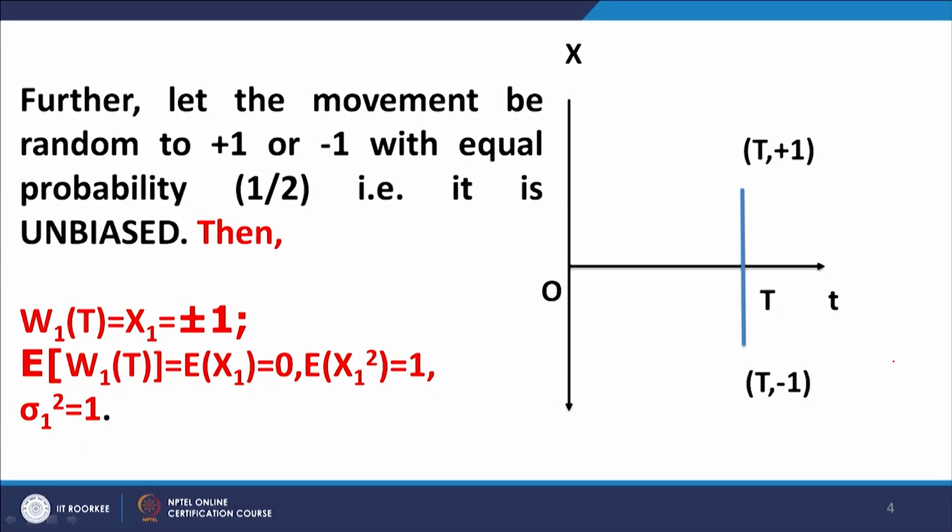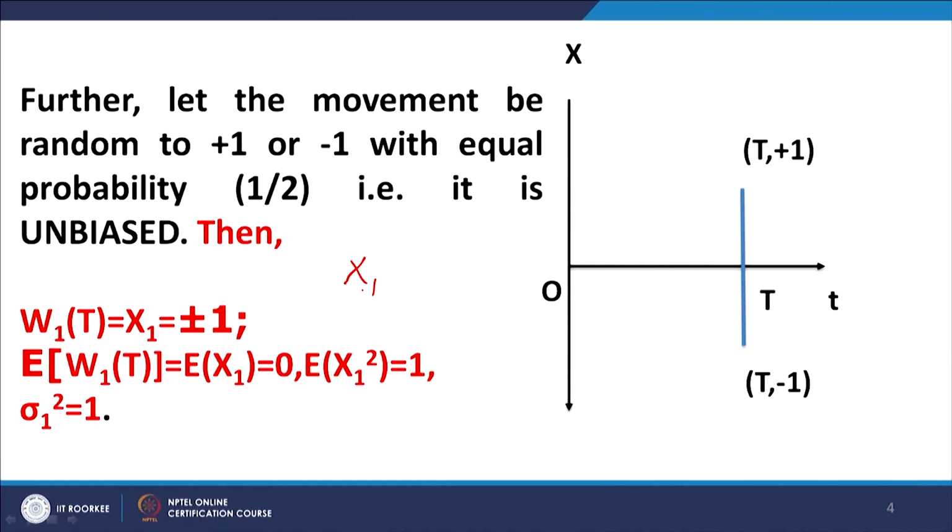So, that means that at t equal to capital T, we can have two possible positions of the random walker. Either he can be at the coordinate T comma plus 1, depending on whether the coin gets a head, or he can be at the point T comma minus 1, depending on whether he gets a tail. Clearly, from the symmetry, it is quite obvious that the mean of this random variable is 0.